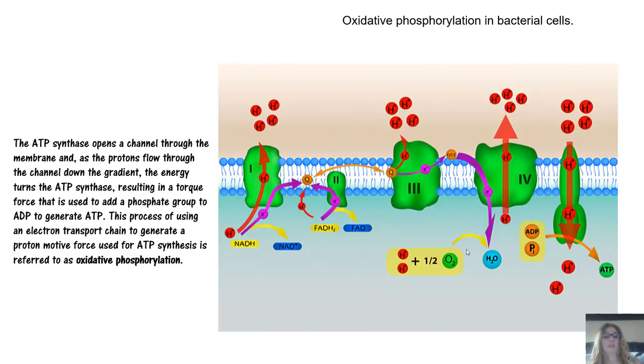The energy then turns the ATP synthase, resulting in a torque force. So it physically turns the ATP synthase like a little motor. Okay, and this torque force, or turning force, is used to add a phosphate group to ADP to generate ATP. The process of using an electron transport chain to generate a proton motive force used for ATP synthesis is referred to as oxidative phosphorylation.